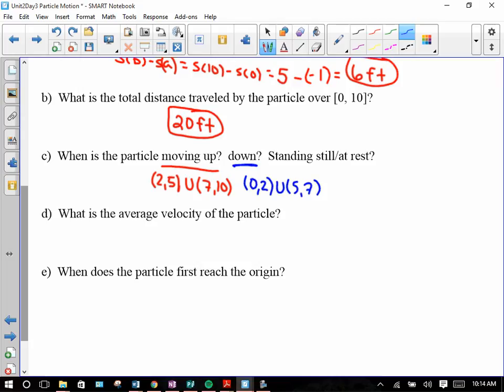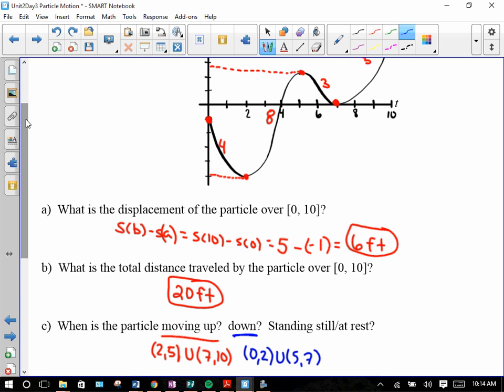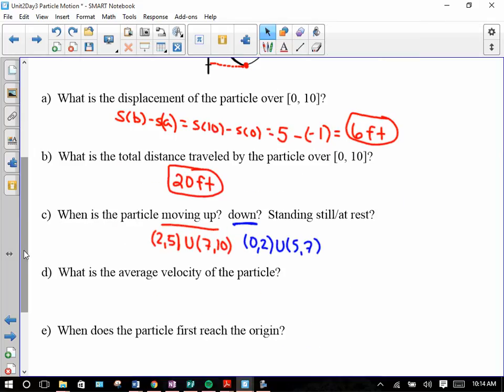Now, for standing still, at the max and such, standing still is when the velocity is 0, so where the slope would be 0. So standing still, at rest, would be t equals 2, t equals 5, t equals 7.